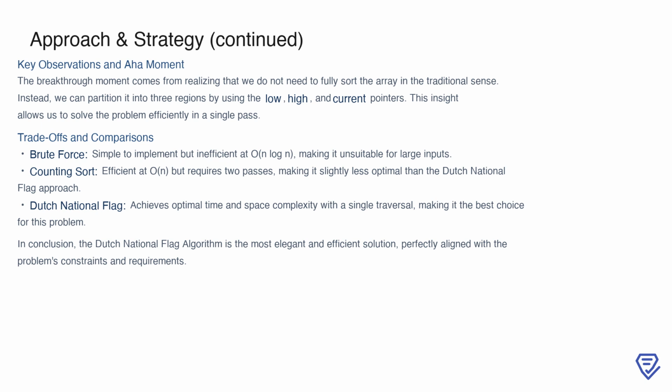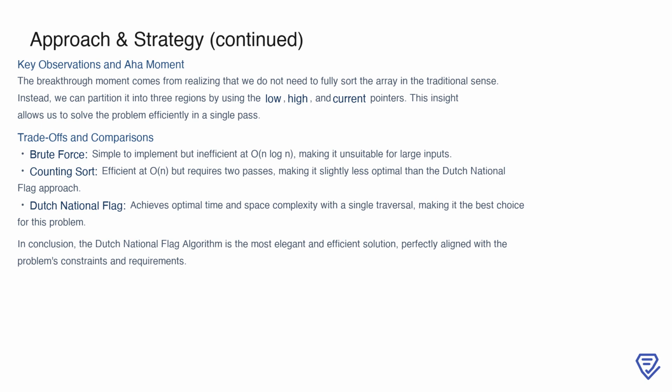When comparing the different approaches, the brute force method is the simplest but inefficient, with O(n log n) complexity, making it impractical for large inputs. The counting sort approach is an improvement, achieving O(n) time, but it still requires 2 passes over the array. In contrast, the Dutch national flag algorithm achieves the optimal balance with O(n) time complexity, O(1) space complexity, and only a single traversal. This makes it the most elegant, efficient, and problem-specific solution, perfectly aligned with the constraints and expectations of the task.